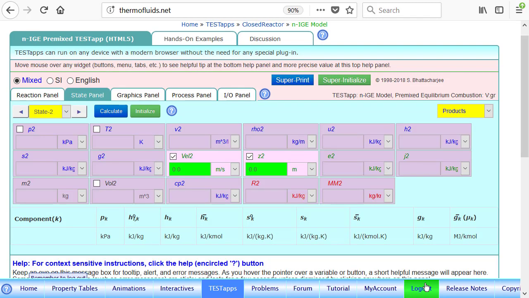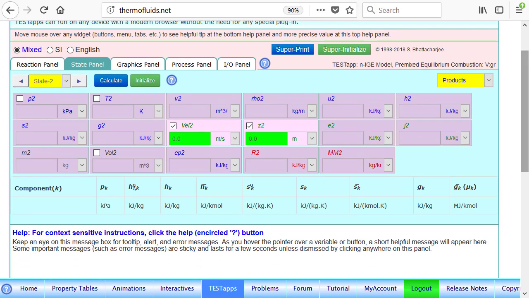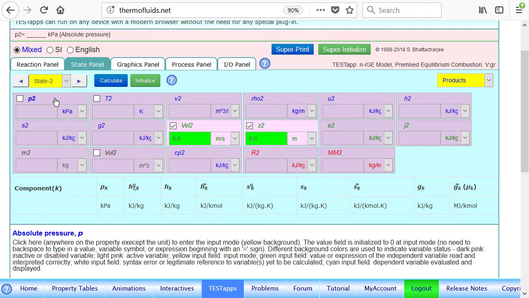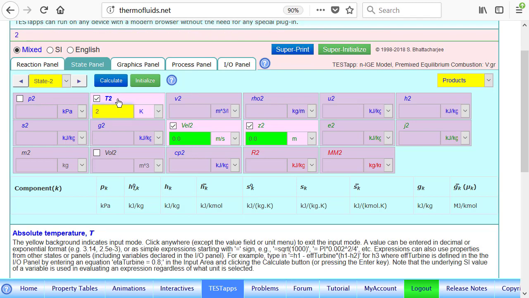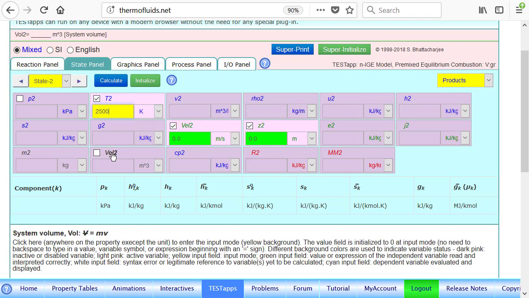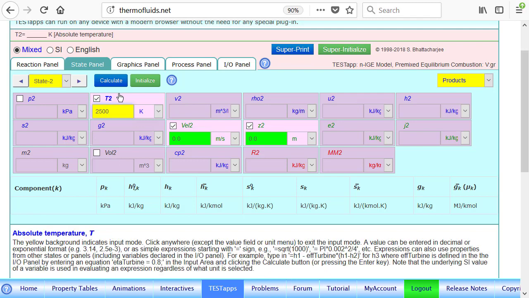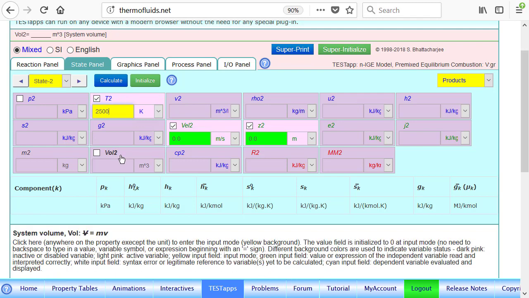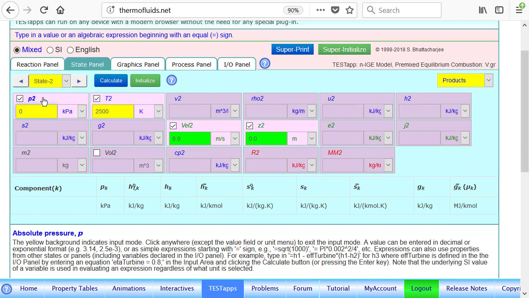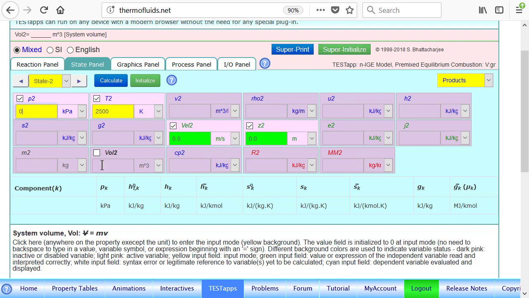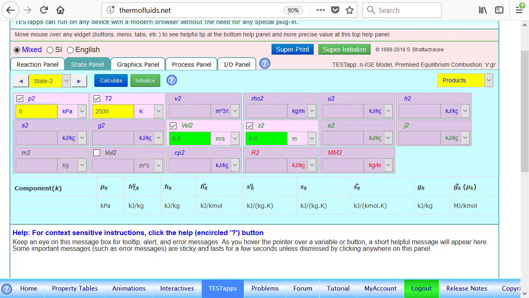How do we find state 2, the product state? We don't even know the composition. Well, we minimize the Gibbs function, and to do so we must know the pressure and temperature. Temperature is known, 2500 Kelvin, but the pressure we have no clue right now, except volume is known to be 5 meter cube. But notice if I give temperature and volume, we cannot find composition, because to minimize Gibbs function we need pressure and temperature. So we'll guess pressure, and that will produce a composition of the products, and that will produce a new volume, and we can iterate to find the correct pressure.